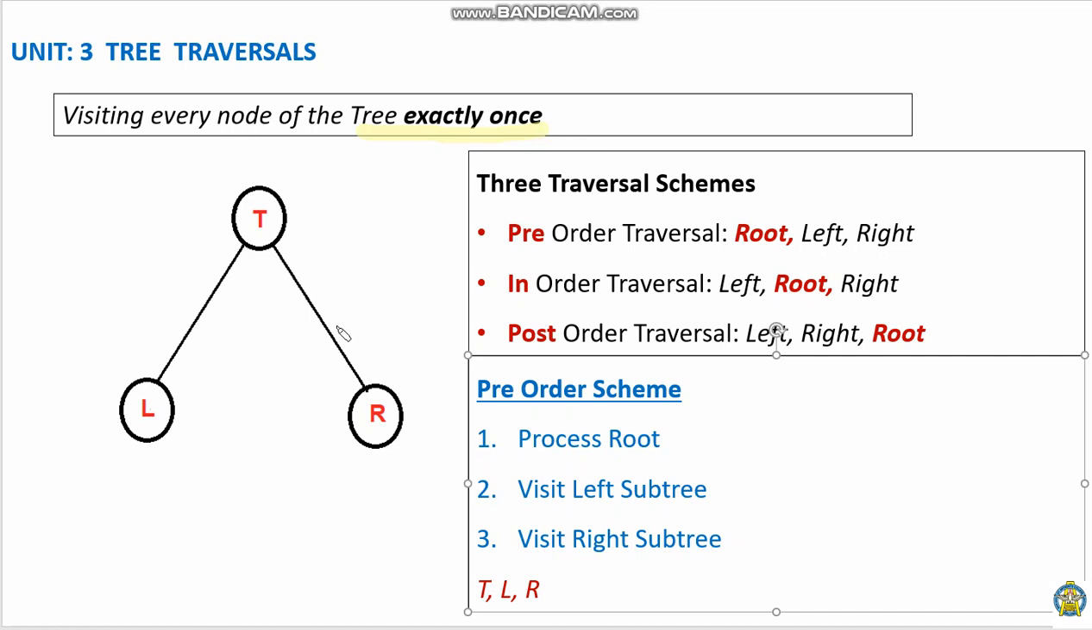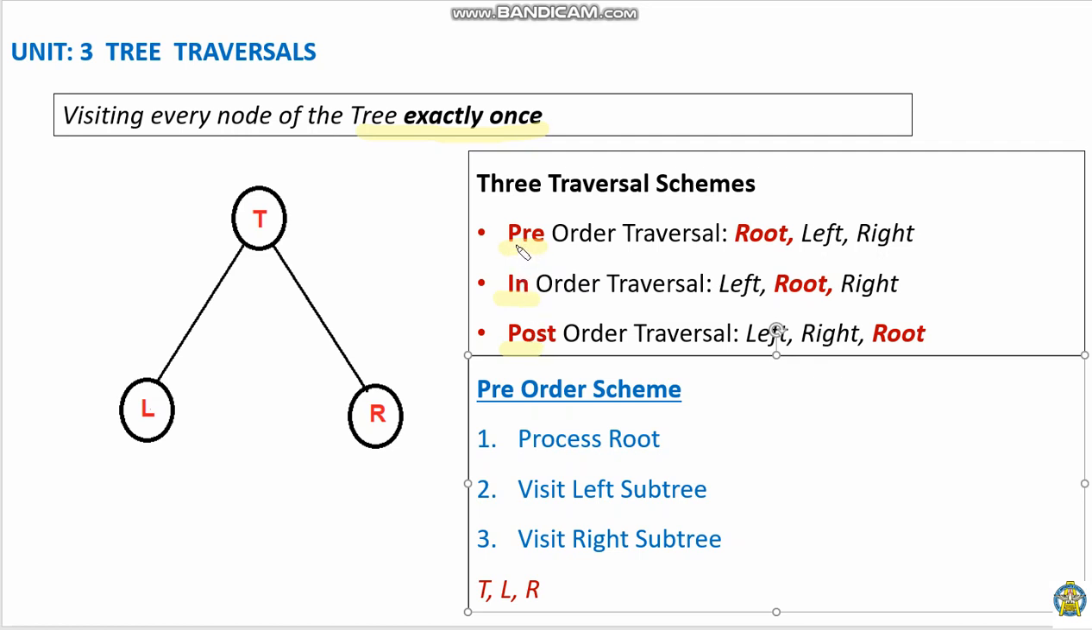So let's imagine there is a tree here. We have taken just two children. So we have a root T, we have a left subtree noted by L, we have a right subtree noted by R. So let's see how the three commonly used traversal schemes or methods are called. One is called pre-order traversal, in-order traversal, post-order traversal. Just to not confuse, it's good to remember these words that come first.